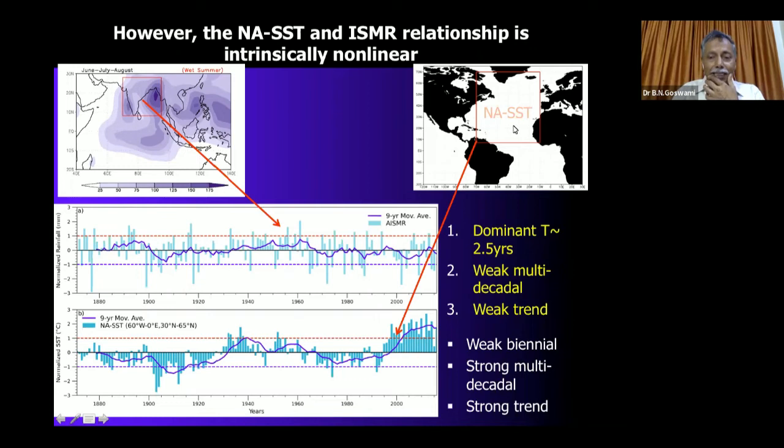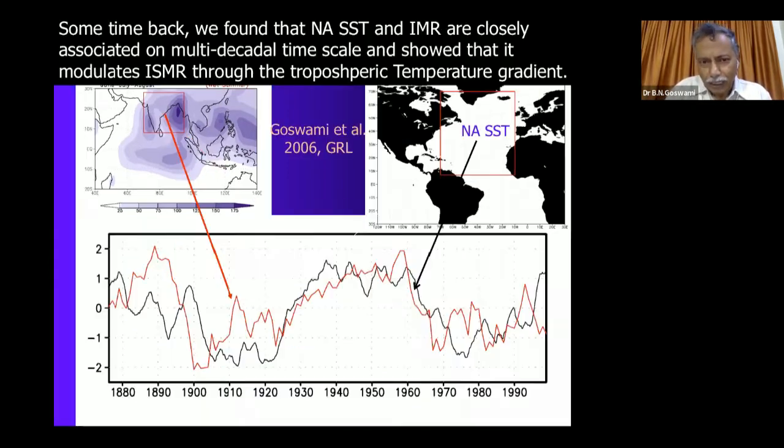But the SST in this North Atlantic has a relatively strong trend and a strong multi-decadal variability, very weak interannual variability. So in a sense, the time series are very non-linear. Therefore, if we try to look at linear correlations, we may not get much of a linear correlation. But we have to bring out their associations by using proper signal processing in some sense.